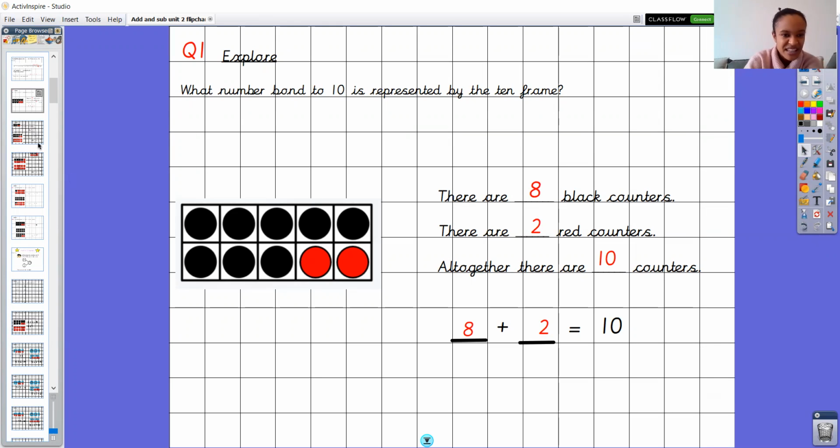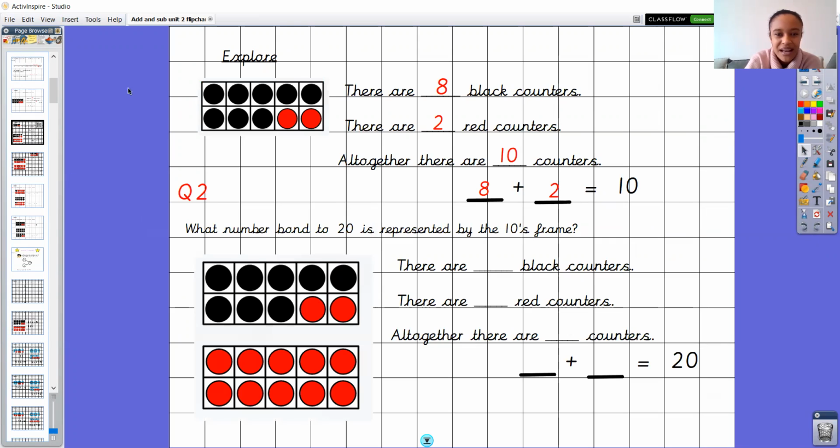Fantastic. So we know that 8 and 2 and 10 are the missing numbers in our stem sentences, and 8 add 2 equals 10. Let's have a look at question 2. At the top of the screen, this is what we've just worked out together. There are 8 black counters, there are 2 red counters, and altogether there are 10 counters. This time, it says what number bond to 20 is represented by the tens frames. This time there are 2 tens frames.